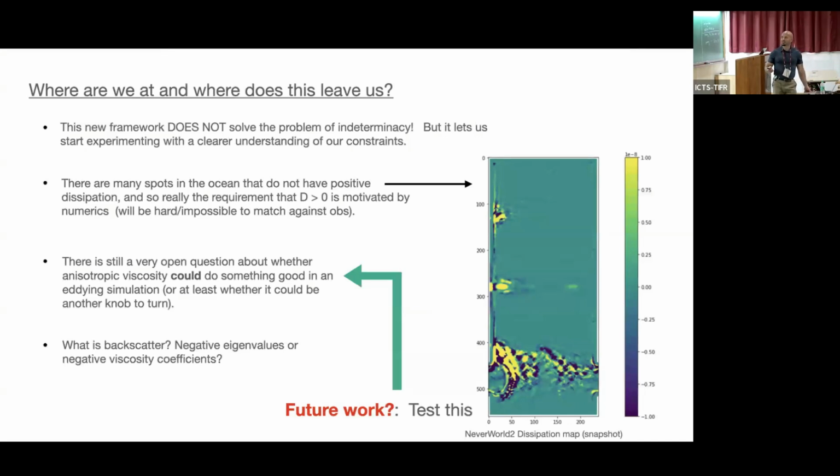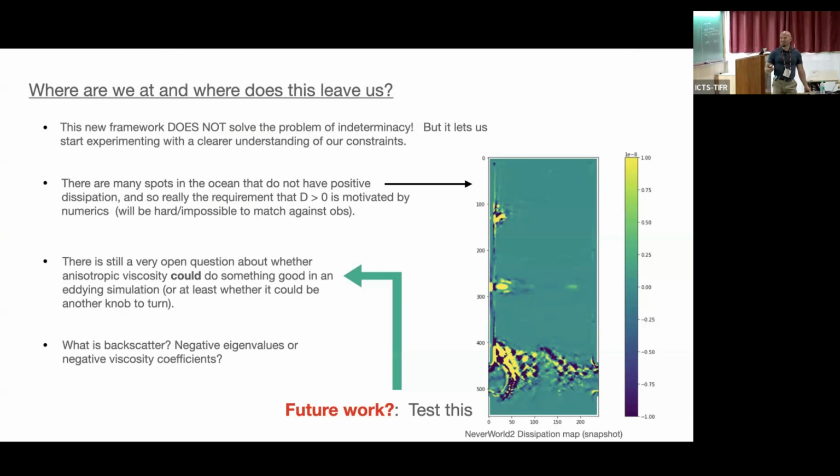Where does this leave us? We have not solved the problem of being underdetermined. We still have more degrees of freedom than we have constraints, but it does let us understand what that tensor is doing. And so we can come up with a way to test all this stuff and run through all the possibilities.